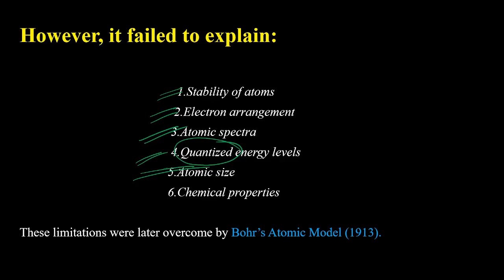Rutherford's atomic model could not explain atomic size as well as the size of the circular paths where the electrons are staying and rotating around the nucleus. Rutherford's atomic model could not explain the chemical properties of elements. These limitations were later overcome by Bohr's atomic model in 1913. So far, I have discussed everything about the limitations of Rutherford's atomic model. Among the different types of limitations, the points where I have discussed the stability of atoms and the line spectrum of atoms are very important.